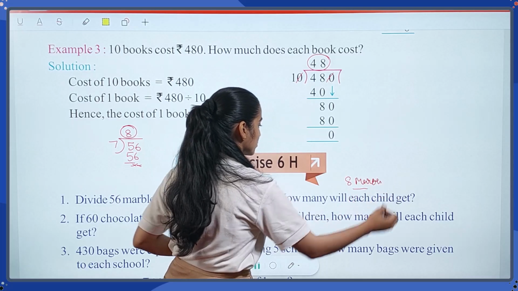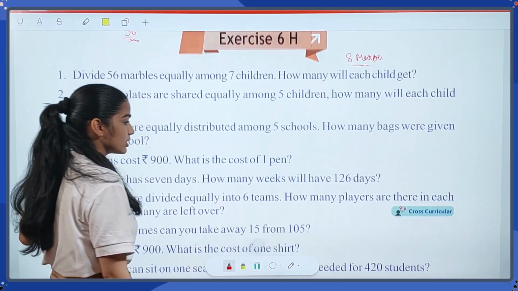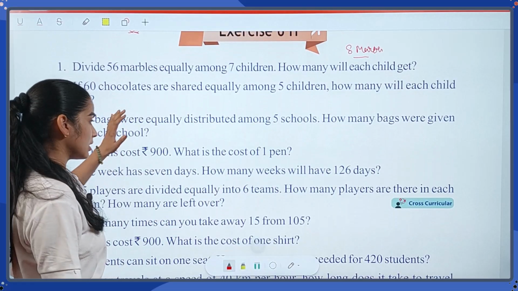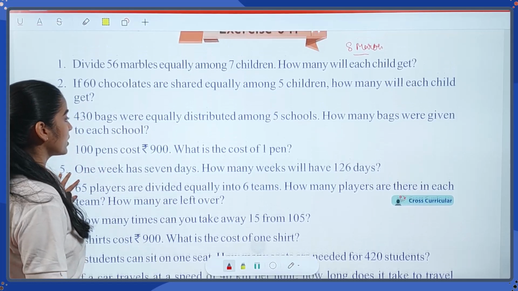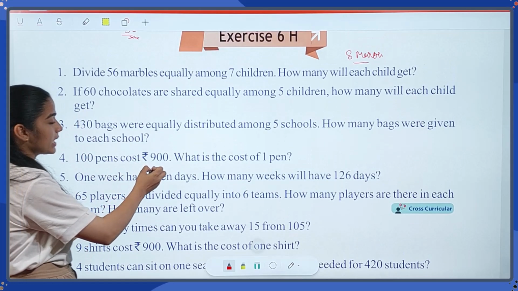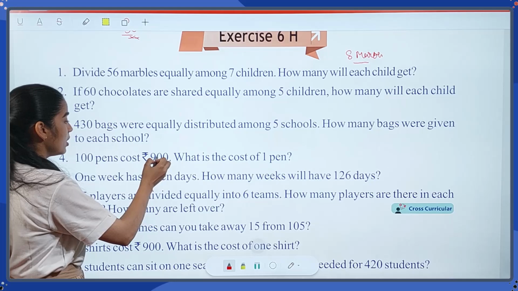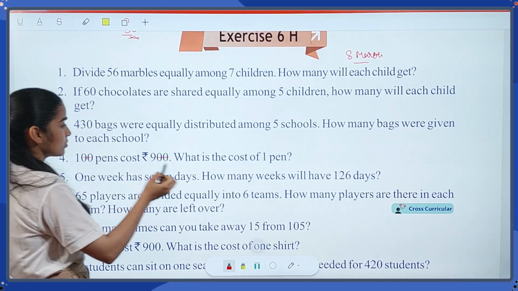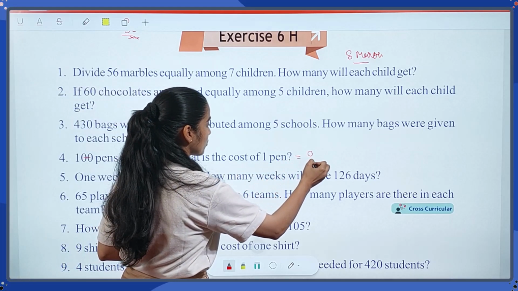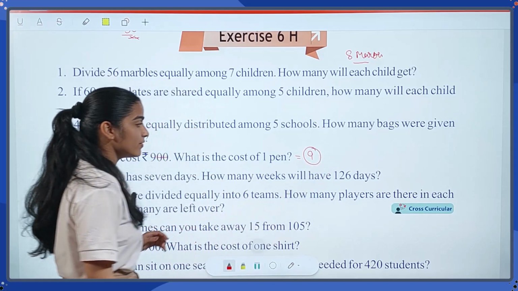So I hope, students, this is clear to you. You just have to identify the question in your daily school life and then you will get your answer. 100 pens cost 900. What is the cost of one pen? Two zeros are cancelled out with 0. So it means 9 rupees. This is the cost of one pen.